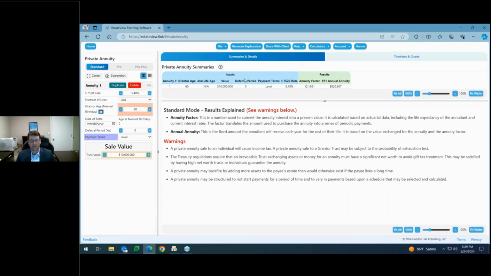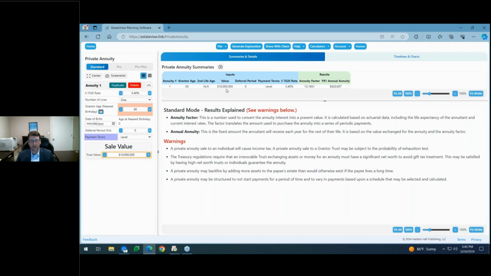It gives us our inputs in blue here, and then our factors and our annuity amount as the results in green, and a little bit of explanation about what each factor is and what some warnings are to look out for. The big thing is this probability of exhaustion test, and some other warnings that you can read through there as those 4 bullet points. So the annuity factor is 12.19% if we round to the nearest hundredth.